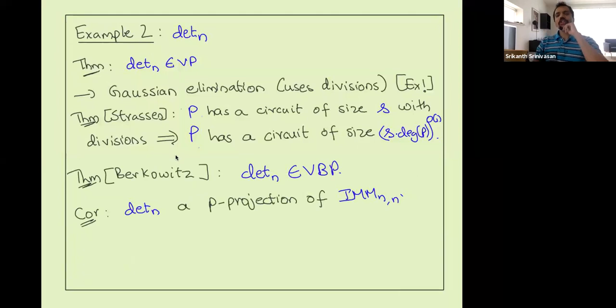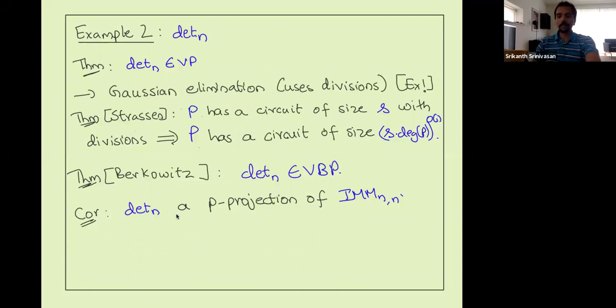But that's not all. We have three complexity classes here: VP, VBP, VF. So why stop at VP? It turns out that the determinant is not just in VP; it's also in VBP. This is a slightly more involved argument, but the nice result of Berkowitz from back in the 80s shows that the n by n determinant can actually be computed by polynomial in n-sized branching programs. And so what does this mean? Well, almost by the definition of algebraic branching programs we gave, this means that the determinant is a P projection of the iterated matrix multiplication polynomial, the IMM polynomial.